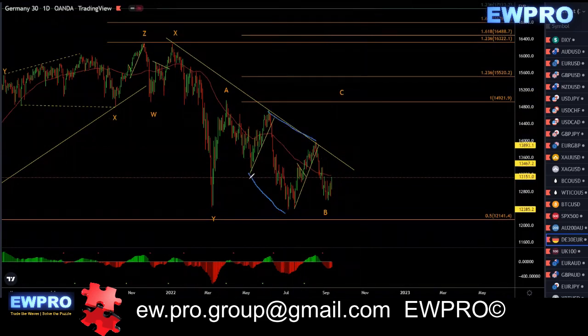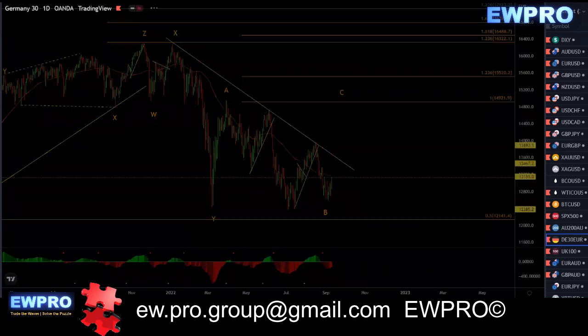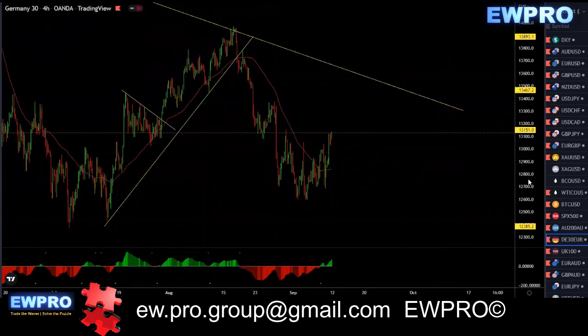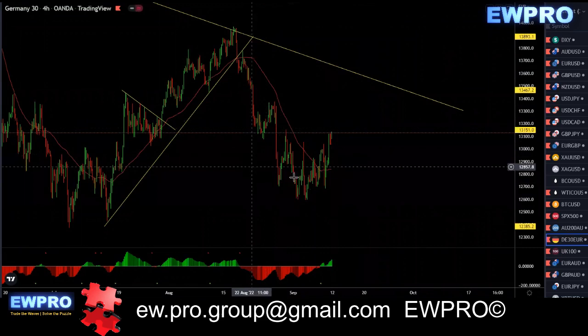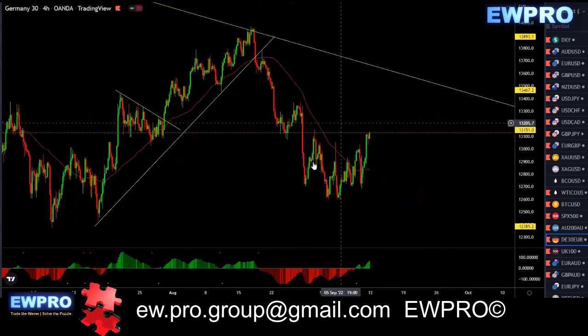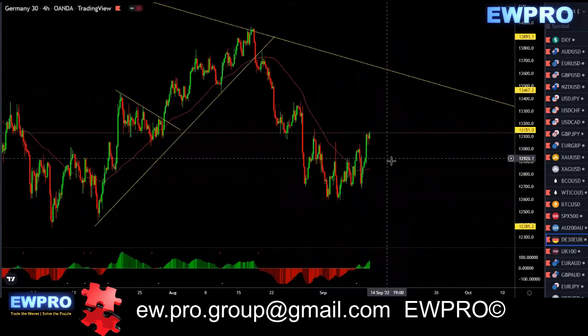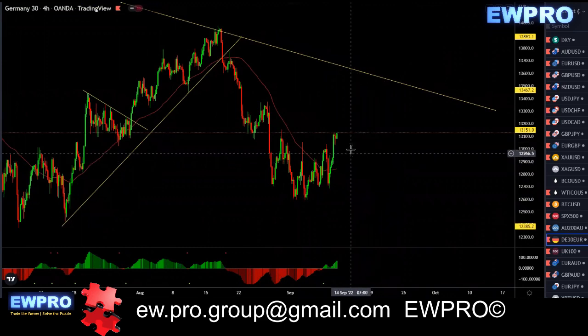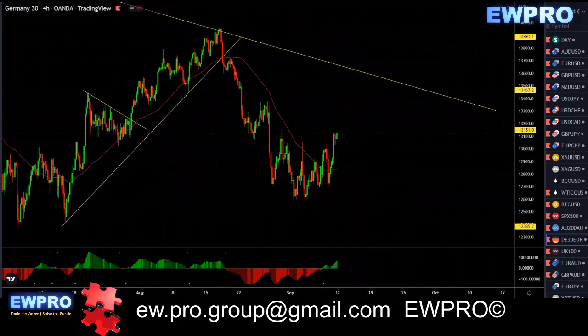Then we get an A, B, C. Then we get an A, B, C. This is finishing off the move, so then we get that larger A, B, C up to that 100 pip. So again, this one isn't looking that bullish on the H4 like the other pairs. It's more choppy on the H4.